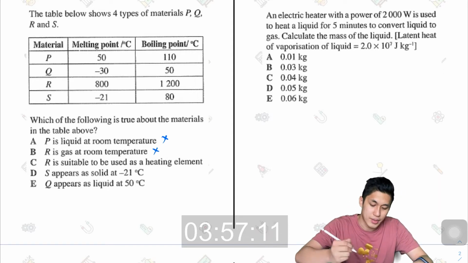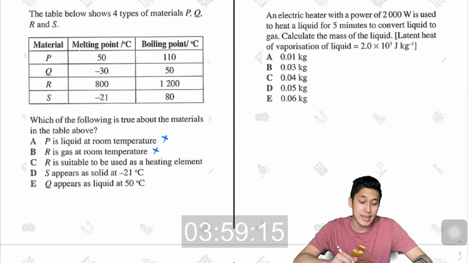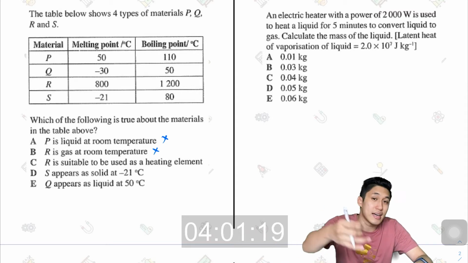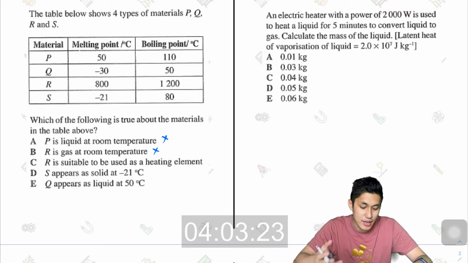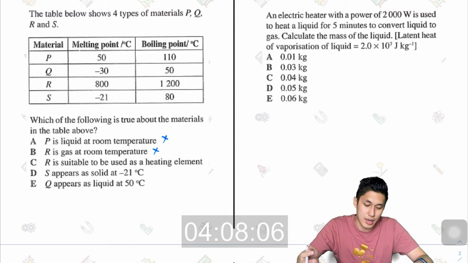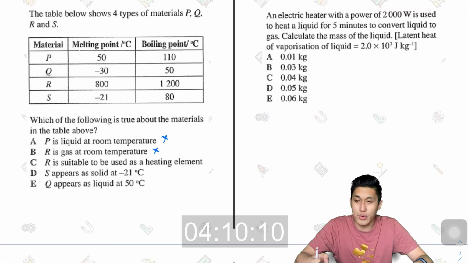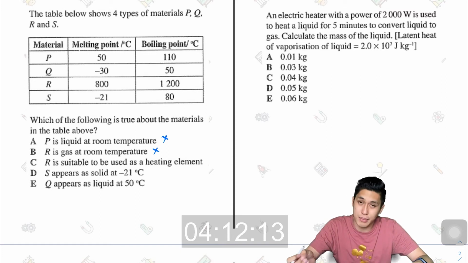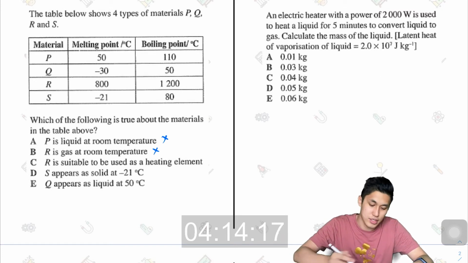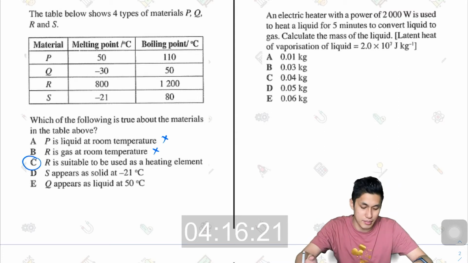So this is wrong. R is suitable to be used as a heating element, right? Something you use to heat other things up. So definitely, yes, because the melting point and the boiling point are so high. So even when you heat it up to a very, very high temperature, it doesn't melt. So yes, it's very suitable to be a heating element.